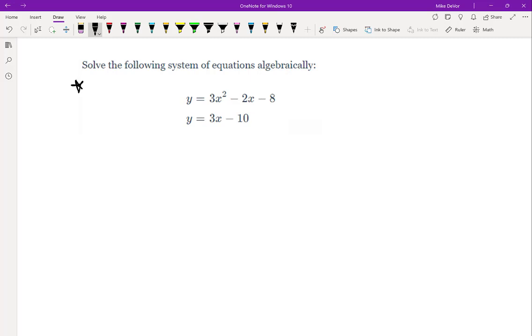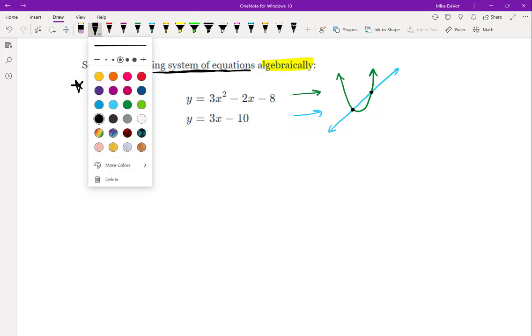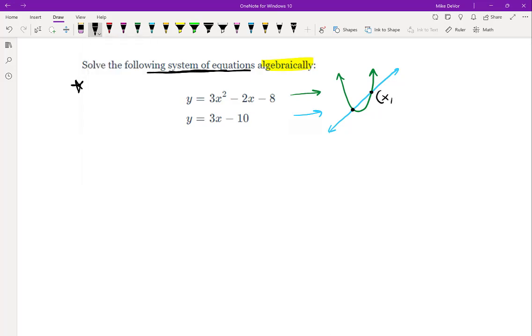Okay, so as we see, we have two functions. And it says solve the following system of equations algebraically. You said that you typically do this graphically. If we look at this graphically, we have this function here, and that's a parabola. Then we have this function here, which is linear. They don't have to, but they can cross in as many as two places. That's the most.